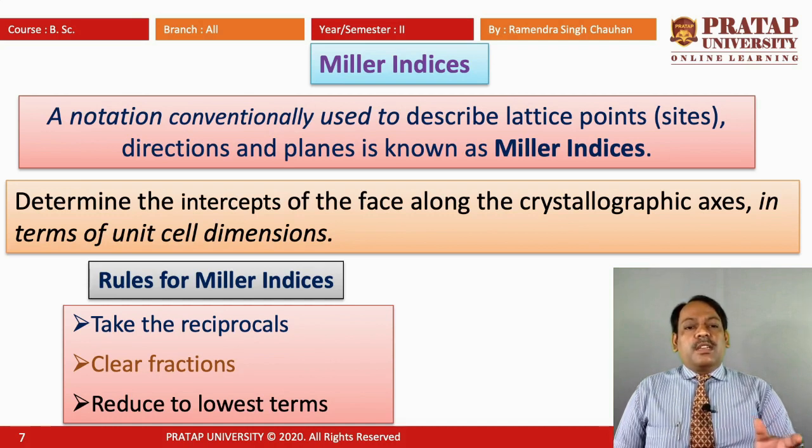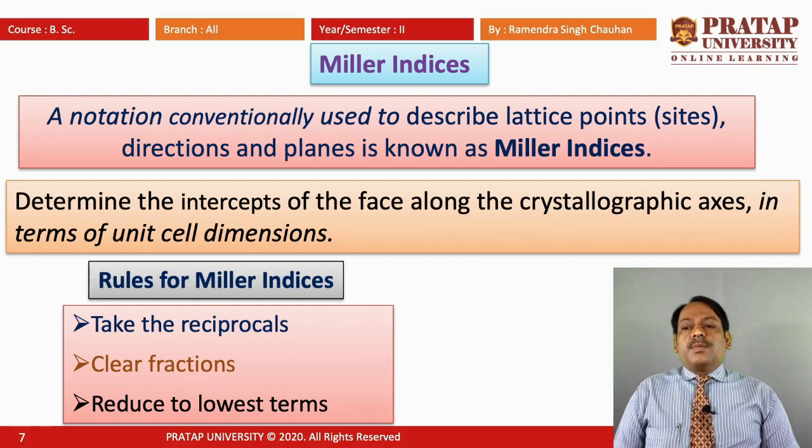It means if we are considering a unit cell of any complex or mixed crystal, we use the unit cell dimensions, and unit cell dimensions may be the same along all the crystallographic axes, or they may be different. So now we will talk about the rules for determining Miller indices.